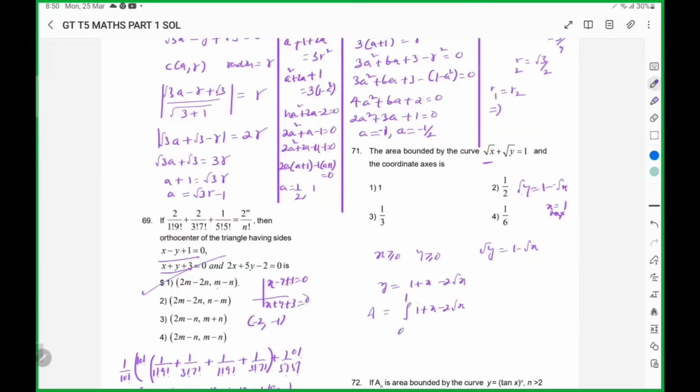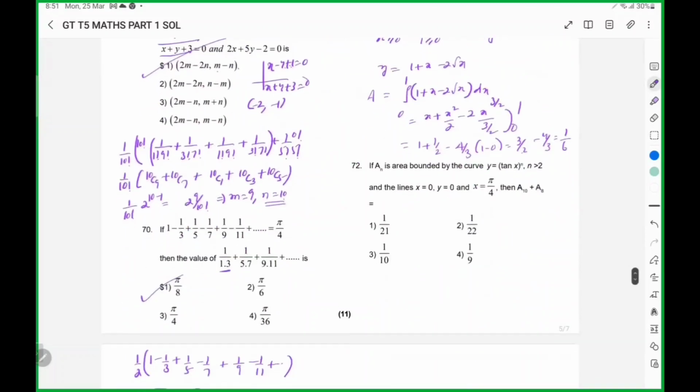So this is 0 to 1 dx. We get x plus x square by 2, x to the power 3 by 2 by 3 by 2, between 0 to 1: 1 plus half minus 4 by 3. So 3 by 2 minus 4 by 3, which is 9 minus 8, that is 1 by 6.